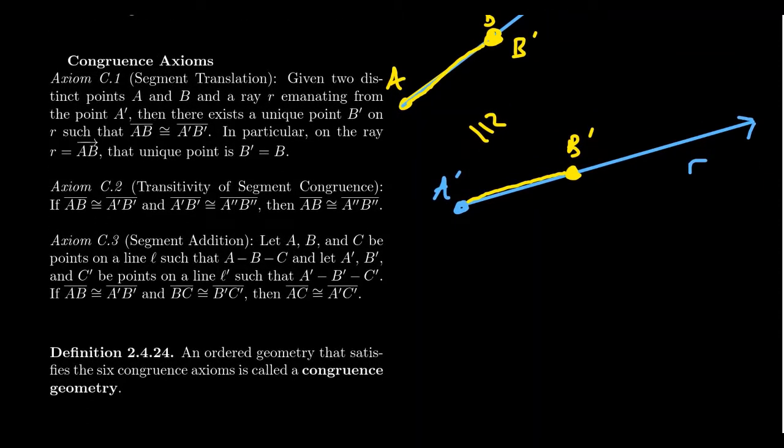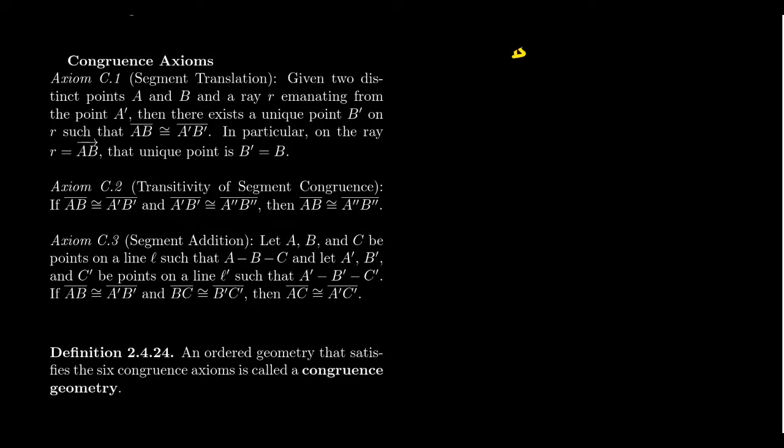Okay, so let's now talk about the second congruence axiom of Hilbert. This is axiom C2, which we will call transitivity of segment congruence, which, as the name seems to suggest, we do have. Since congruence is a binary relation, we assume that this binary relation is transitive. So if the segment AB is congruent to A prime B prime, and if the segment A prime B prime is congruent to the segment A double prime B double prime, then we can conclude that the segment AB is congruent to A double prime B double prime.